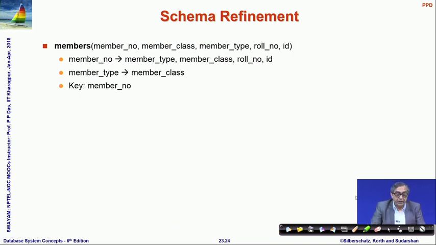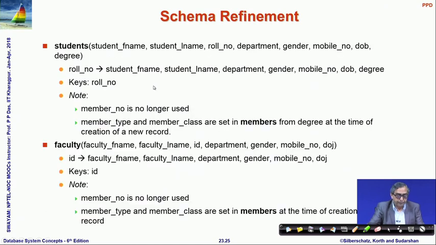So, with this refinement, my members schema now turns out to be member number, member class, member type, roll number and ID. Member number determines everything. Member type also determines member class, because if I know some member type is undergraduate, I know the member class is student and so on. Key obviously is member number.